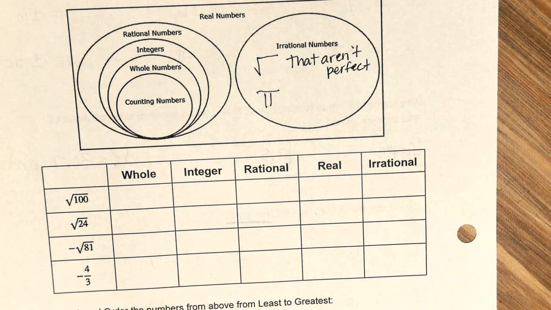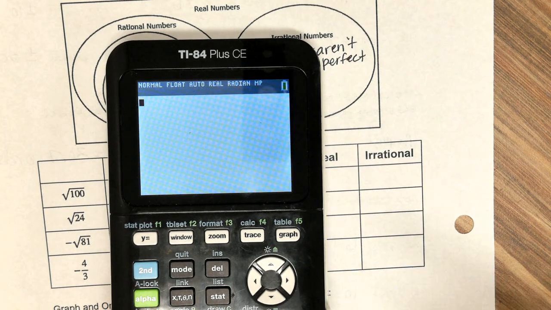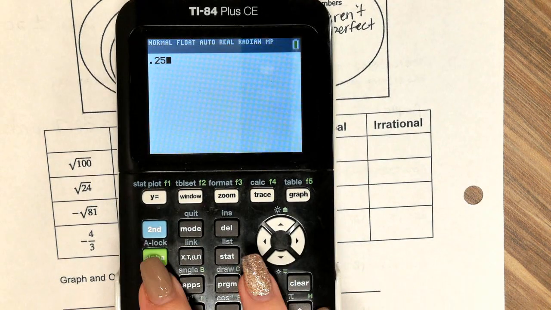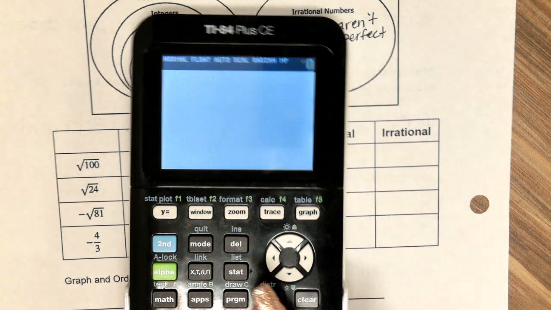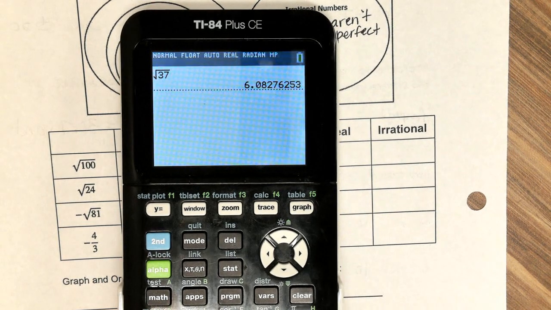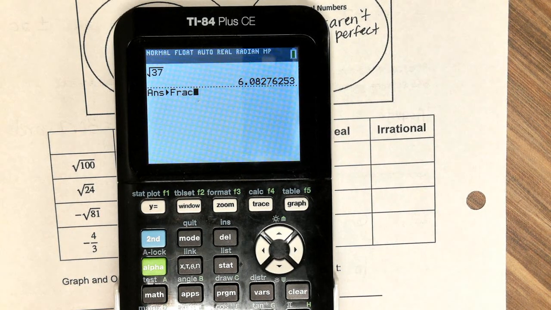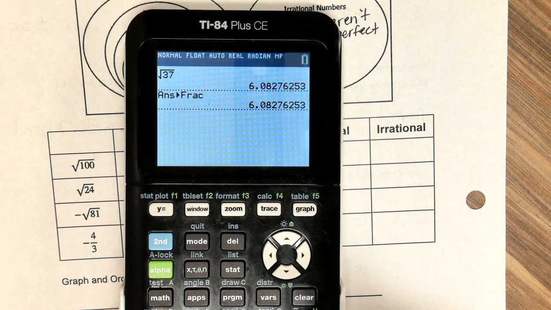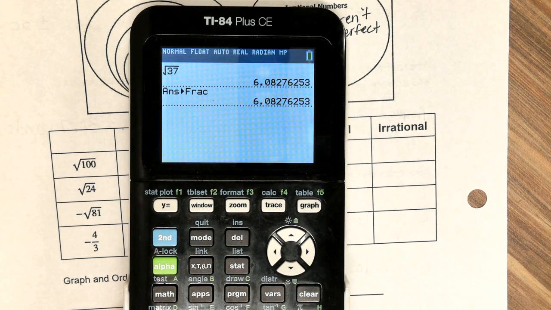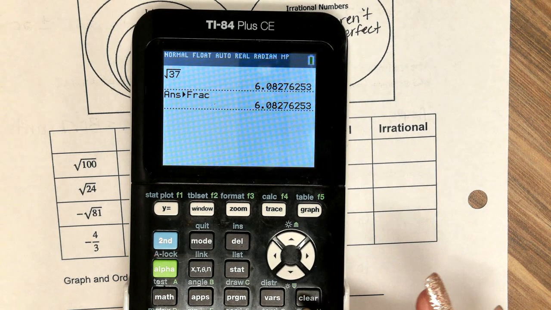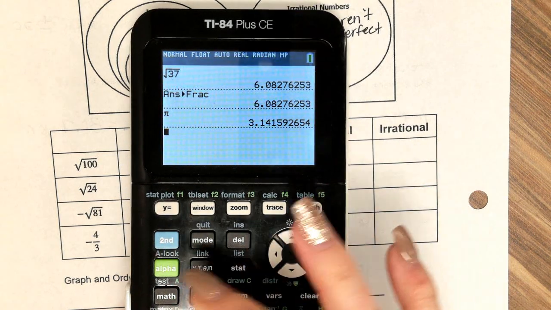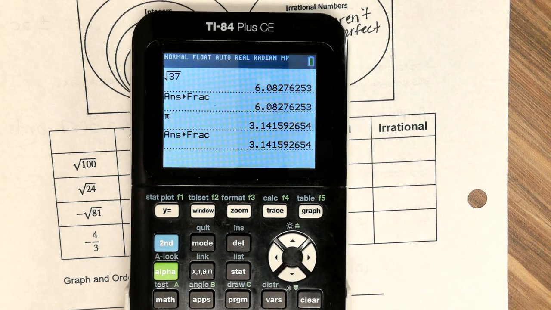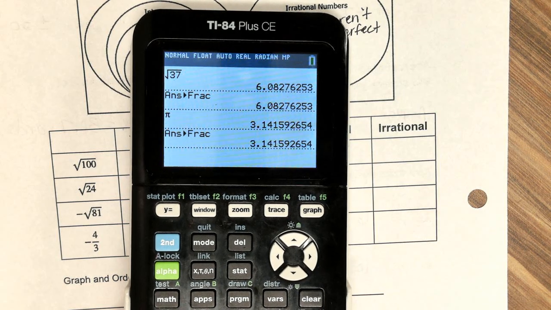Irrational numbers are numbers that cannot be made into a fraction. So if you look at my calculator, if I put in like 0.25 and I go to math, fraction, enter, it's obviously going to turn it into a fraction, yes? But if you put in the square root of 37, hit enter, and then hit math, tell it to turn it to a fraction, it can't do it. Because it actually keeps going forever and ever and ever, just like pi. So if I put in pi, is that the whole pi? No. Or did the calculator stop it? You see what I'm saying? If I hit math, fraction, enter, the calculator cannot turn pi into a fraction because it's irrational.